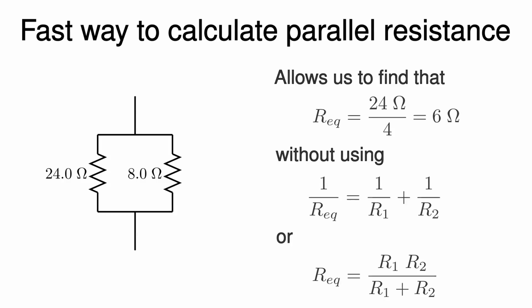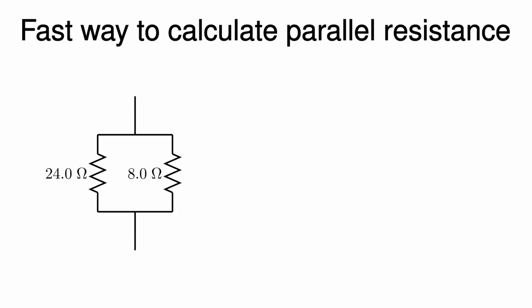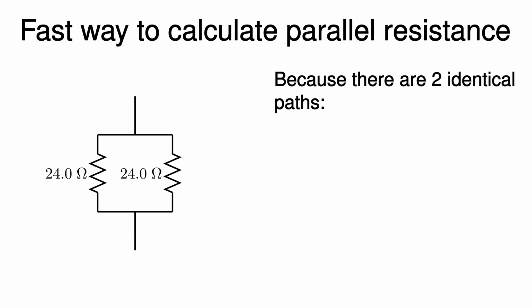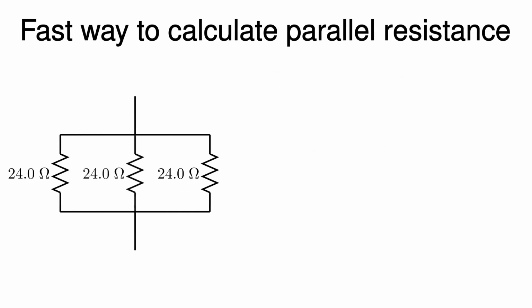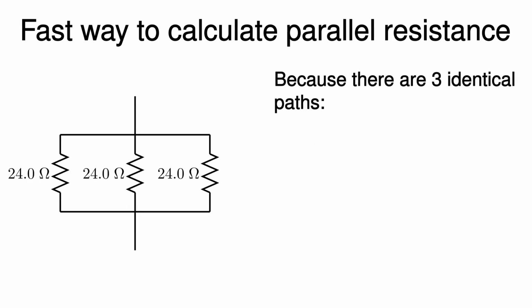To understand this, let's first consider a simpler example where we have two 24 ohm resistors. In this case, because there are two identical paths, the equivalent resistance is just half of 24 ohms, which is equal to 12 ohms. We can extend this to any number of identical resistors. For instance, suppose we have three 24 ohm resistors. Because there are three identical paths, the equivalent resistance is 24 divided by 3, or 8 ohms.